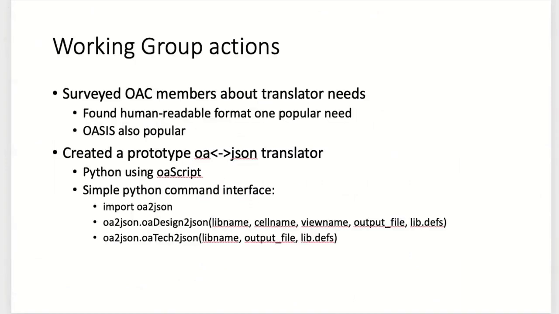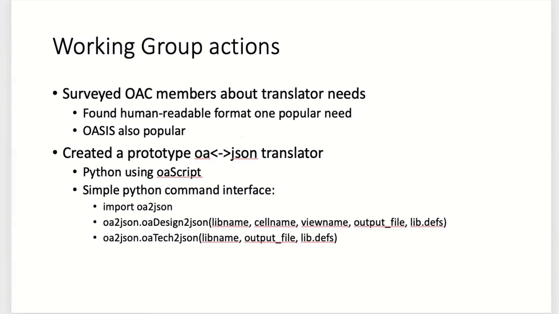So the Translator Working Group was started in 2021 when several new working groups were started. And the first thing that we did was we surveyed the OAC members about what needs they had for translators. And one of the things that we found was that human readable format was something that a lot of companies seem to have a need for. Oasis was also another popular one. We didn't tackle that one at first, but that could be something for the future.